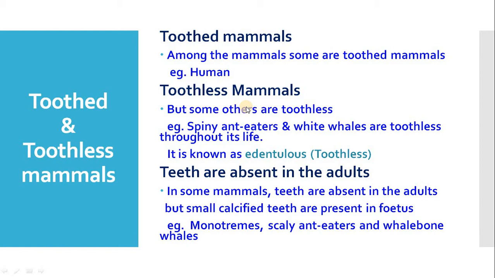Then toothless mammals, they don't have teeth: spiny anteaters, white whales. They are also called edentulous. Dent refers to teeth, you know. Edentulous refers to toothless mammals. Then the third one is where teeth are absent in the adults, but small calcified teeth are present in the fetus. For example, the mammals which come under monotremes, then scaly anteaters, and whalebone whales. These are the three types of mammals according to the presence or absence of teeth.